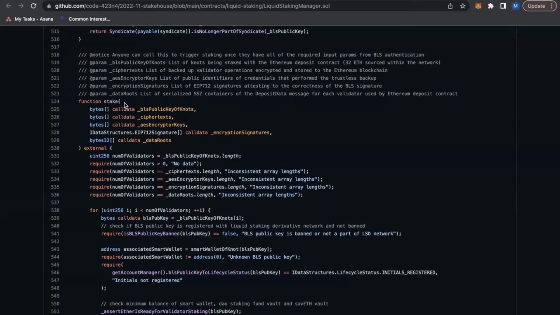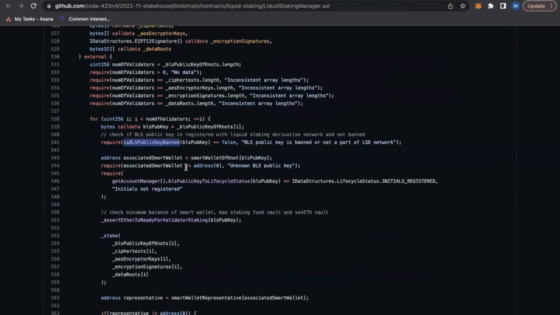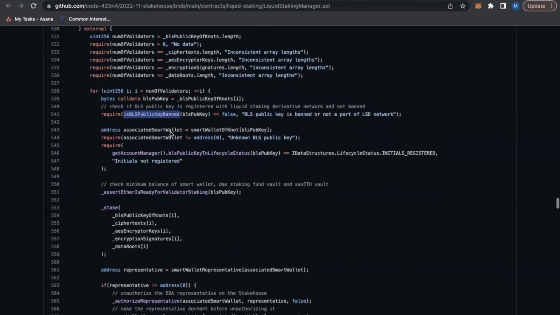Then the node runner can call the stake function, and if he sees there are multiples of 32 present and there are many BLS public keys to be registered, then he can provide them all in a single transaction here, and then the process starts. Basically, is the BLS public key banned? So this takes care that your BLS public key was not withdrawn earlier. So the withdraw ETH for node function bans a BLS public key from further taking part in any of the activities in the liquid staking manager. So that's what it checks here.